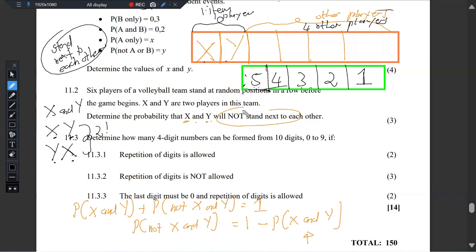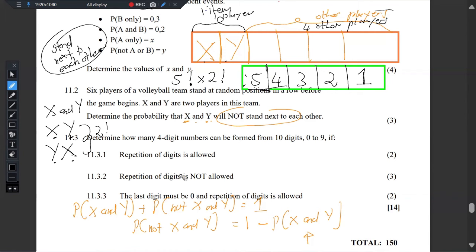If I take my X and Y as one item. But then remember, this translates to what? 5 factorial. But I need to also remember that the two players that I took as an item can be arranged in two different ways. So that's where I say 5 factorial multiplied by 2 factorial. What's the 2 factorial for? It is the fact that I can have XY or YX. So there are 5 factorial ways in which I can place them randomly there, but then there's 2 factorial ways in which I can place X and Y.